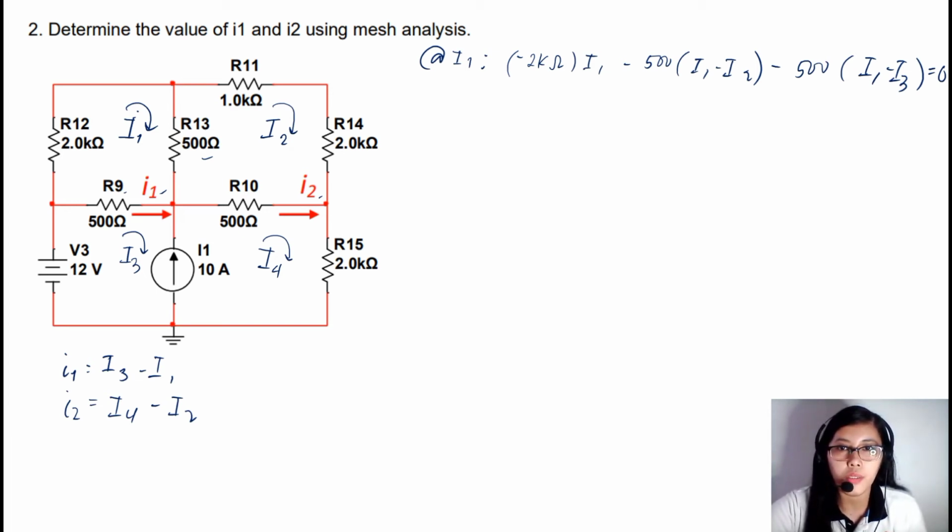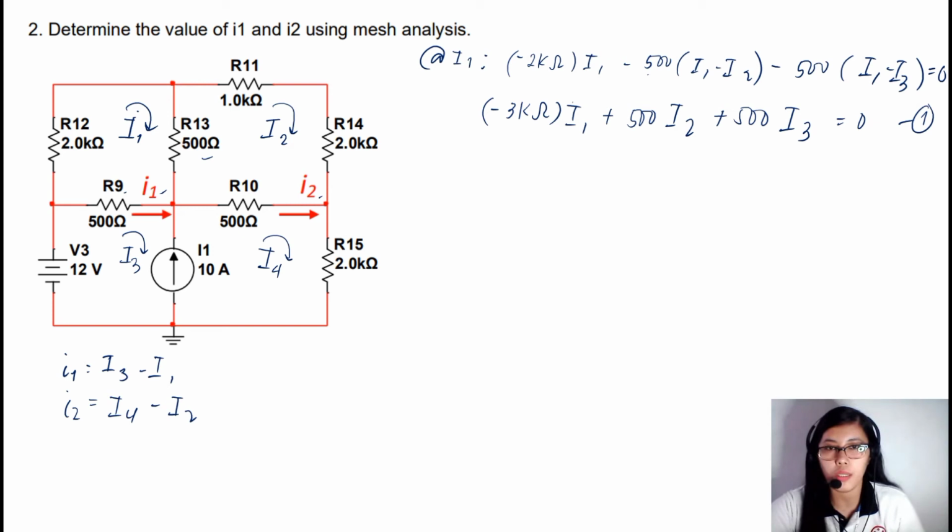Next, let's simplify this one. So we have negative 2,000 minus 500 minus 500. That is negative 3K, right? That's negative 3K ohm multiplied by I1. Then for I2, we have negative 500 times negative I2, that's positive 500 I2. Minus 500 times negative I3, so that will be 500 I3. And equate this to 0, and that's our first equation.